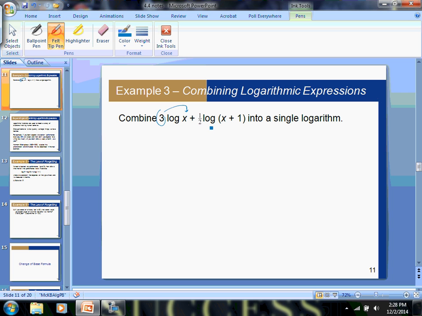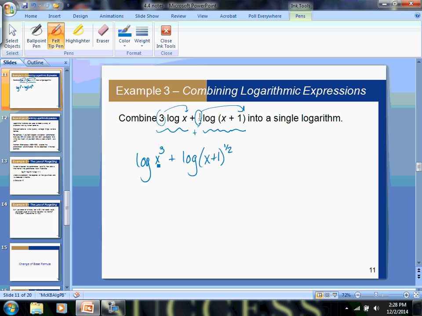And then I've got 1/2 log x plus 1. So again, this 1/2, I can move that up as an exponent. Now I have one logarithmic expression plus another logarithmic one. So that means eventually I could combine those two things that are being added together. I could combine them with multiplication. So let's start rewriting this. Let's rewrite our log x to the 3rd plus log of x plus 1 to the 1/2.